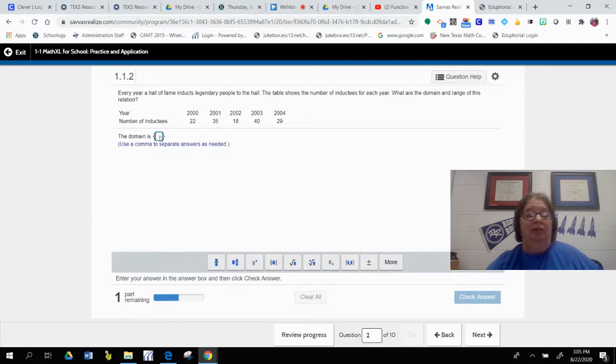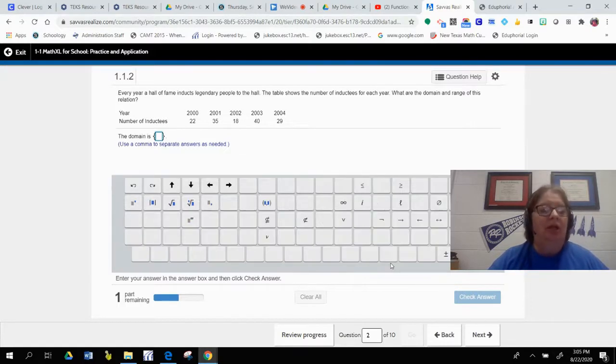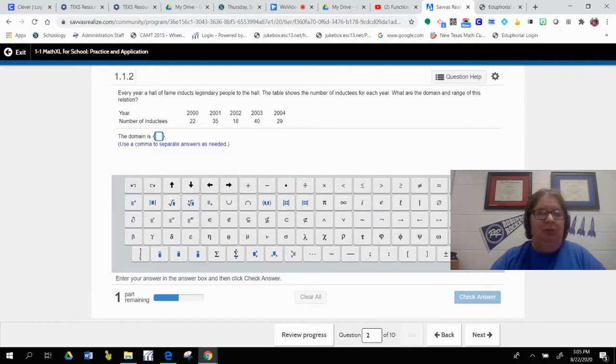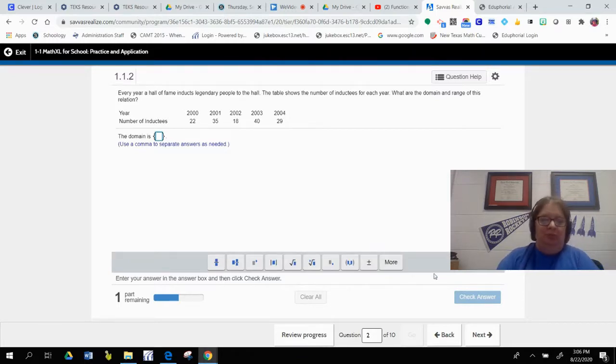So what's our domain? The first number is 2000. Now, notice these blue letters right here. These blue letters are instructions, and they are extremely important. If you don't pay attention to the blue letters, it can cause you to miss the question because it tells you how to type your answer in. What do these blue letters say? Use a comma to separate the answers. So after I type 2000, type a comma.